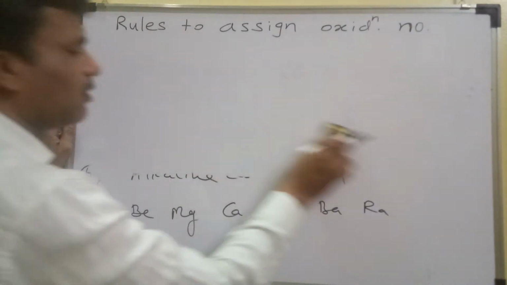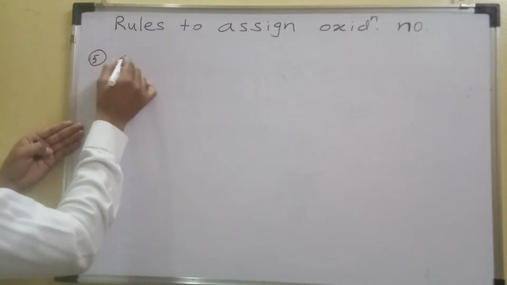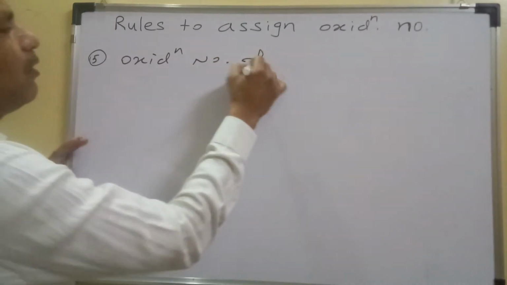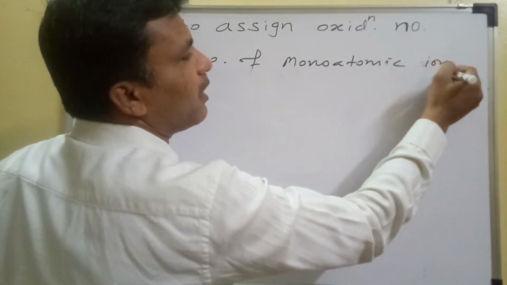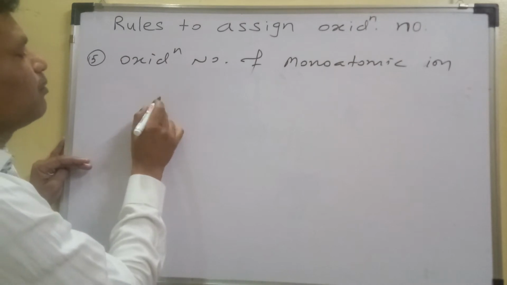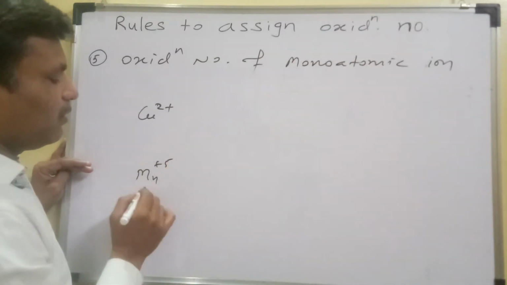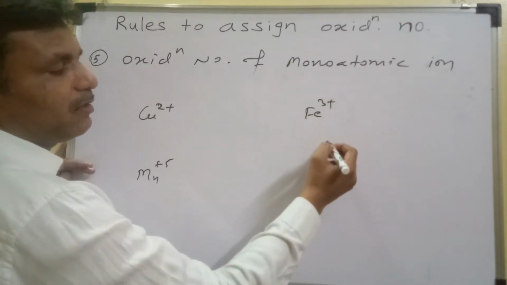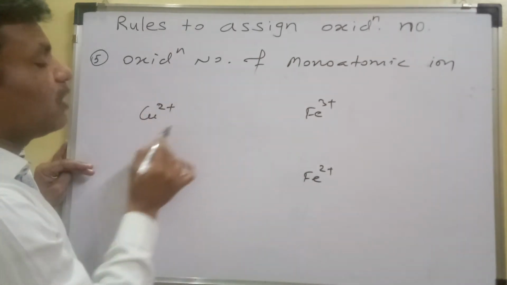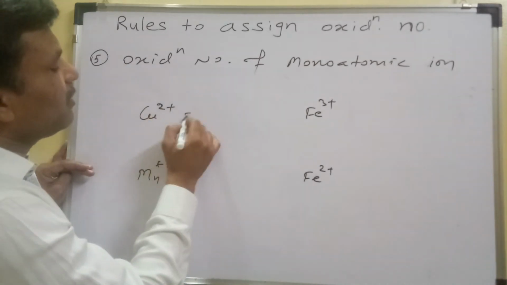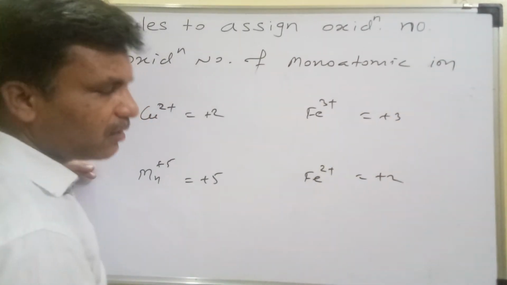Next, oxidation number of ions. That is the next rule: oxidation number of monoatomic ions. Example Cu 2+ is a monoatomic ion, only one atom. Mn 5+ or Fe 3+ or Fe 2+. These are monoatomic ions, and the oxidation number of these monoatomic ions is equal to the charge on it. So the charge on it: here +2 is the oxidation number, here +5 is the oxidation number, here +3 is the oxidation number, here +2 is the oxidation number.